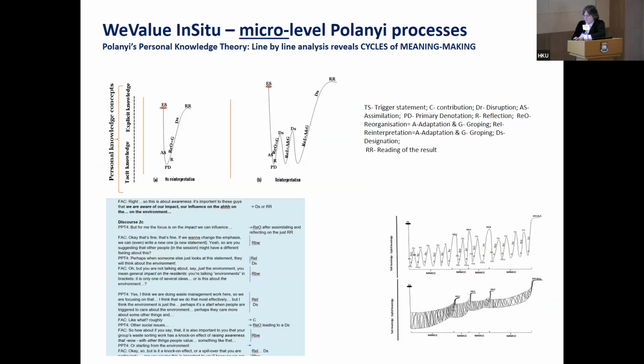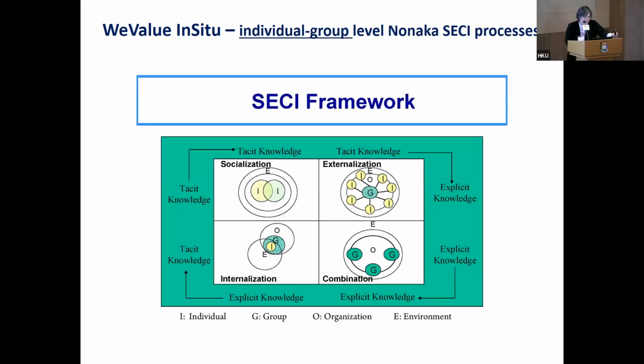And here's examples of the cycles of meaning. Here's a bit of a transcript, and it's being coded for disruption, denotations, reflections, groping, reorganizing the concept in their brain. And then we see these cycles of meaning making happening. We have some papers on that if you're interested. What's happening in the group is the group is going through some of the SECI framework, where tacit knowledge is being converted into explicit.